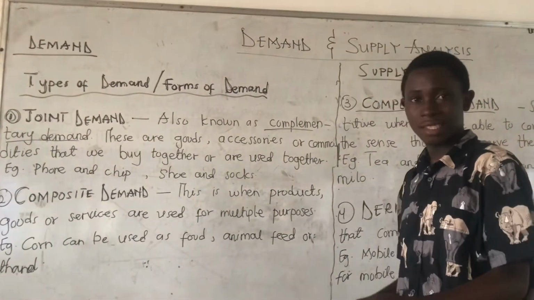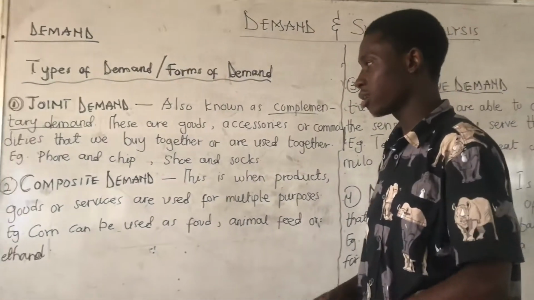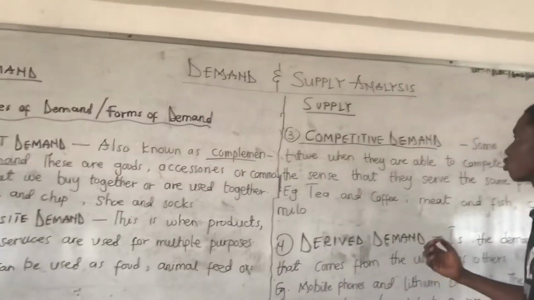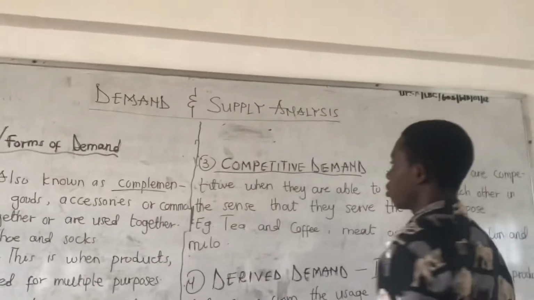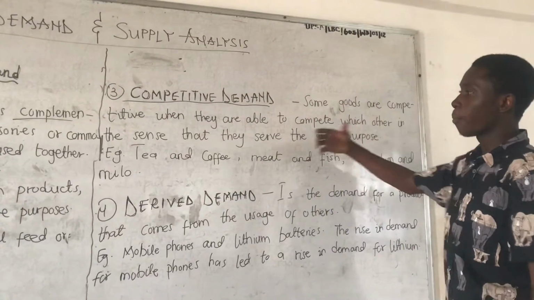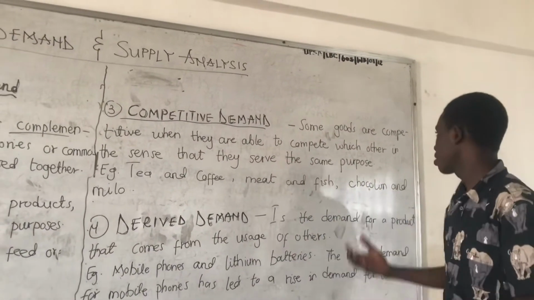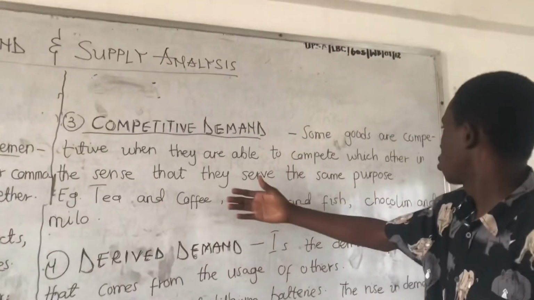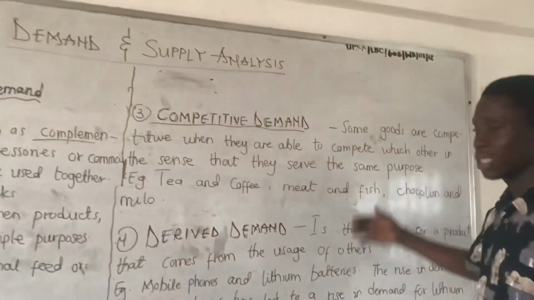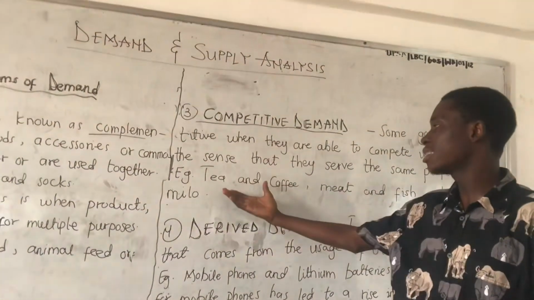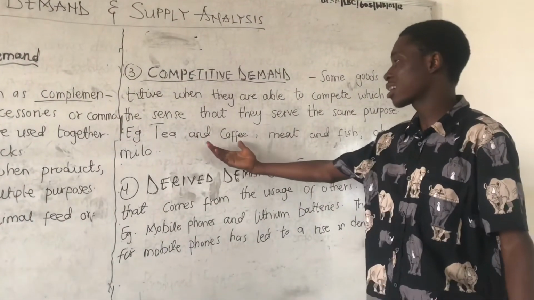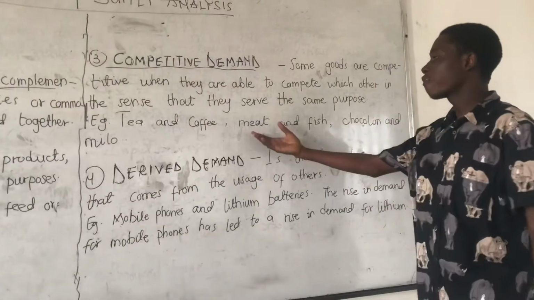Cassava can be used as starch. Can also be used as food. Are you okay? So it's also an example of composite demand. So let's move on to point 3. We have competitive demand. Some goods are competitive when they are able to compete with each other in the sense that they serve the same purpose. Example, we have tea and coffee. Someone can prefer to take in tea. Someone can also decide to take in coffee. Are you okay?